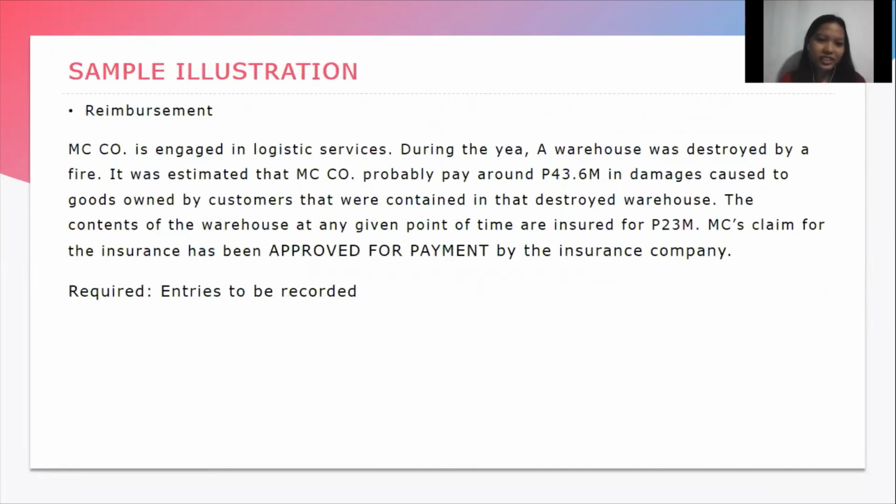MCCO is engaged in logistics services. During the year, a warehouse was destroyed by a fire. It was estimated that MCCO will probably pay around 43.6 million in damages for the cost of goods owned by the customers that were contained in that destroyed warehouse. The contents of the warehouse at any given point of time are insured for 23 million. MCCO's claim for the insurance has been approved for payment by the insurance company. Required entries to be recorded.